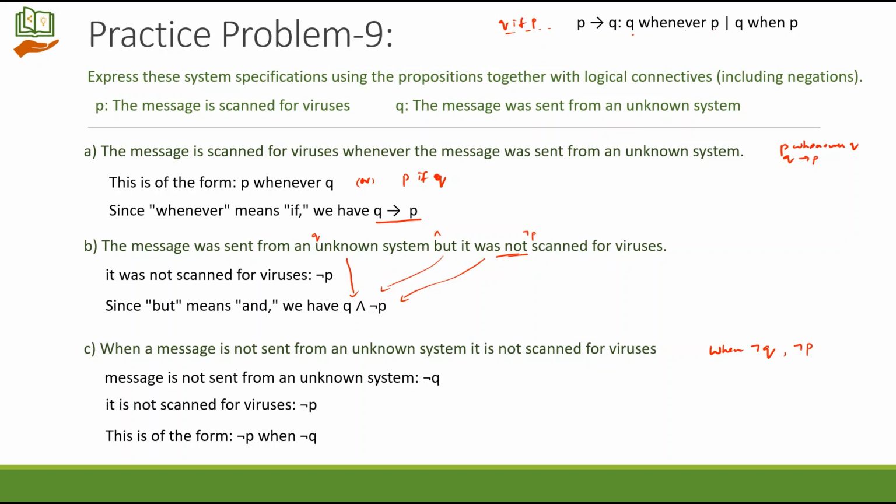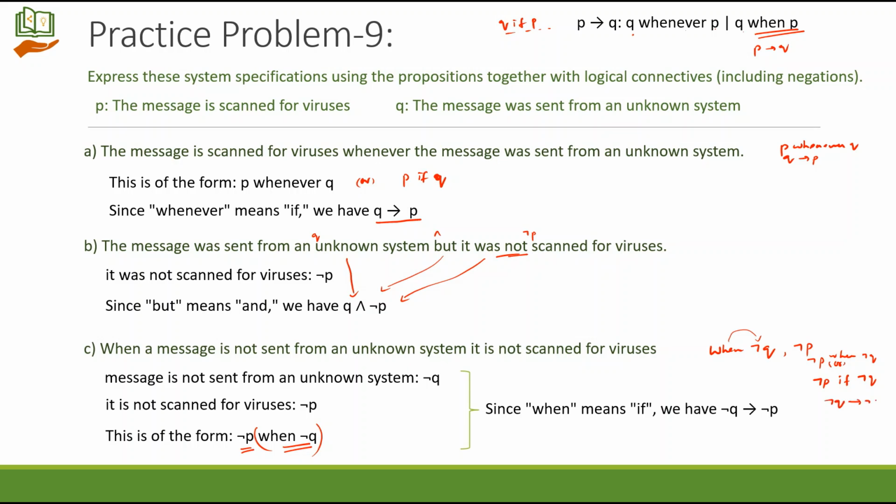This is of the form, I am just rearranging this. Negation of P is there standalone, but when is going to come with negation of Q. So this is when negation of Q. This is going to be together. Negation of P is going to stand aloof. Here it is when P. When means if. So it is actually negation of P if negation of Q, or negation of P when negation of Q. So when we say Q when P, this becomes P implies Q. When we say negation of P if negation of Q, this will become negation of Q implies negation of P.